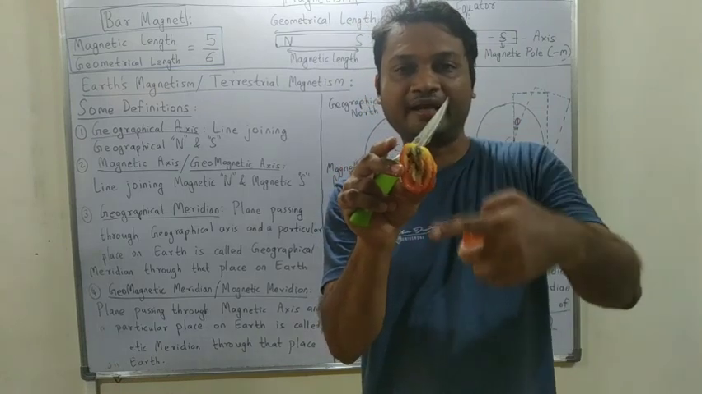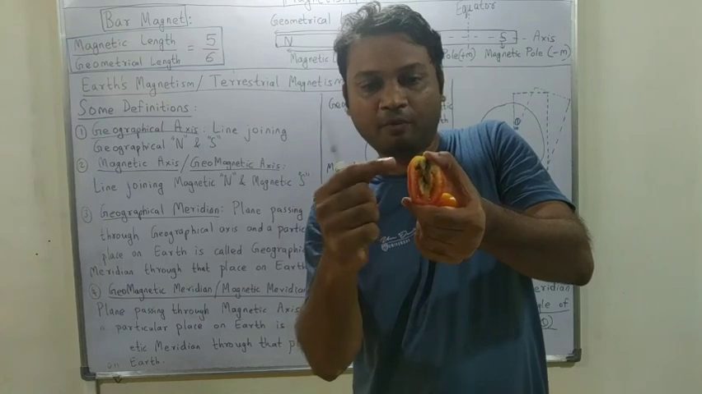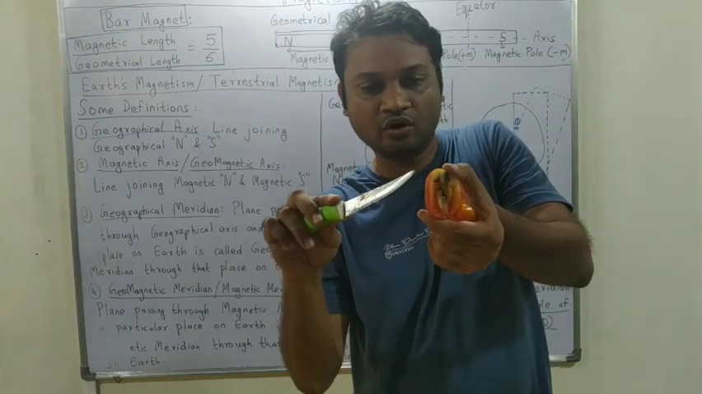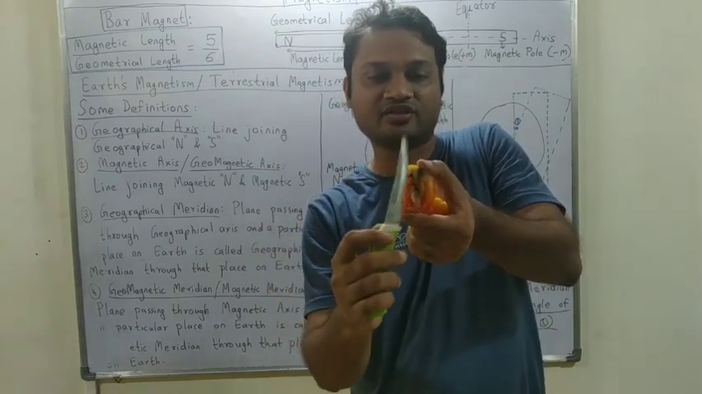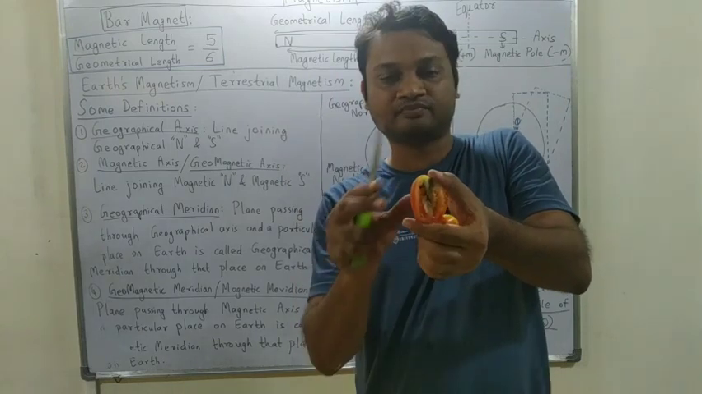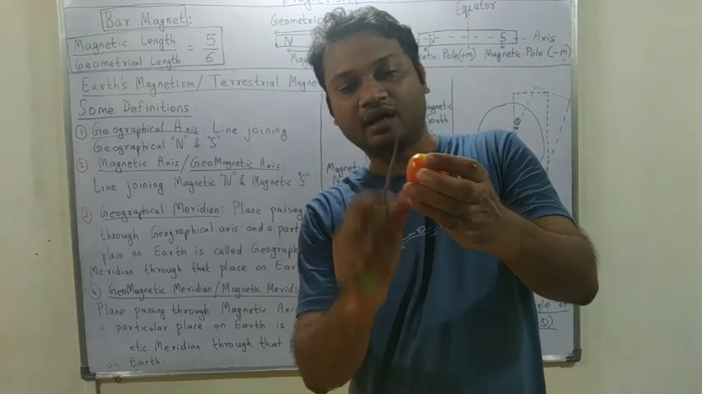This is the plane because I have cut the point on the earth and the geographical axis. The plane passing through a point on earth and cutting the geographical axis is called the geographical meridian of earth. Similarly, if you remember, we had this next definition.